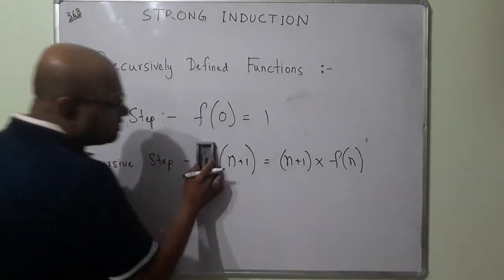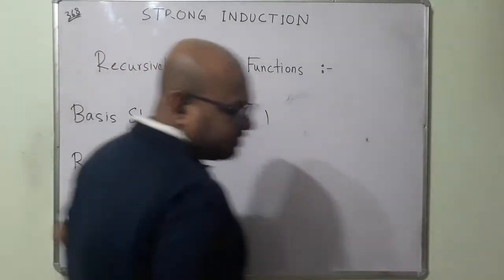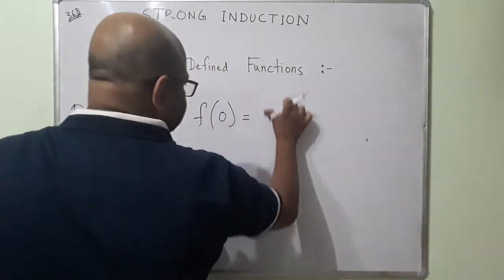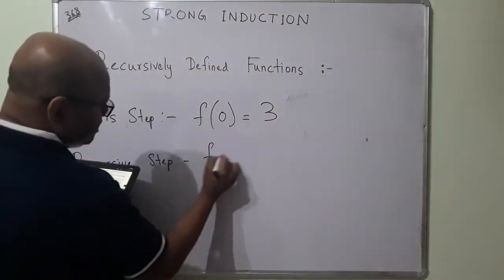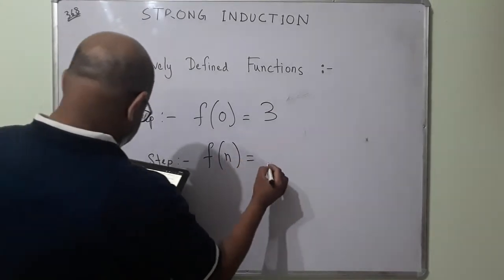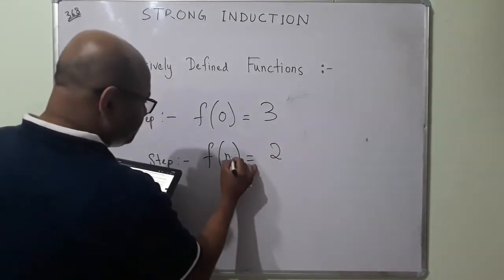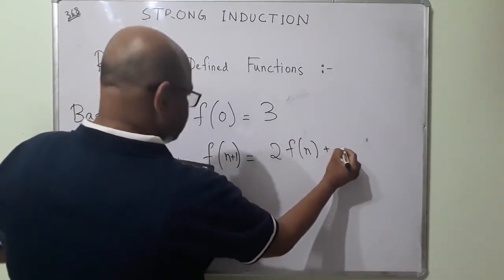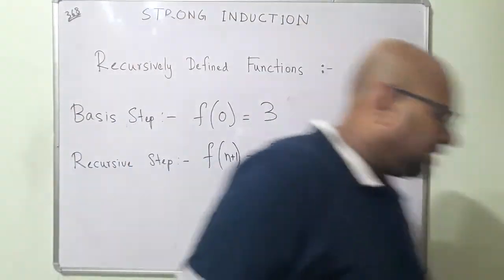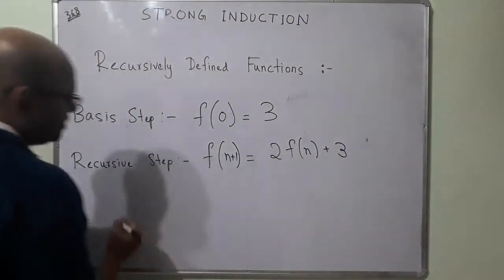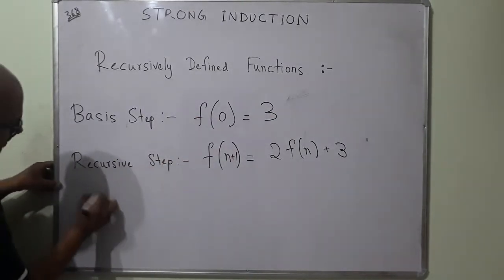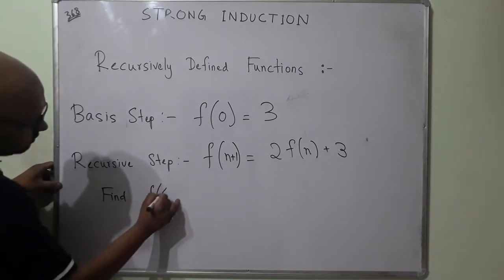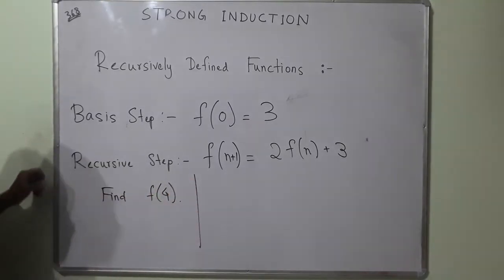Now let me give you an example. Say my basis is f of 0 equal to 3 and my f of n plus 1 is equal to 2 into f of n plus 3. So this is the question that I have. This is the definition that I have. My question is find f of 4. So this is what we are going to find here.